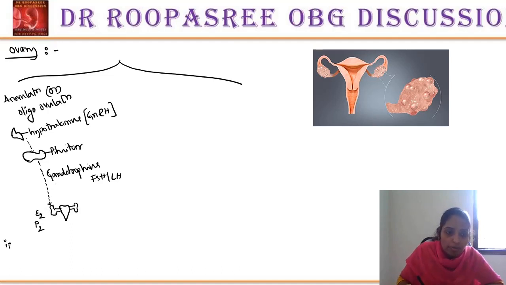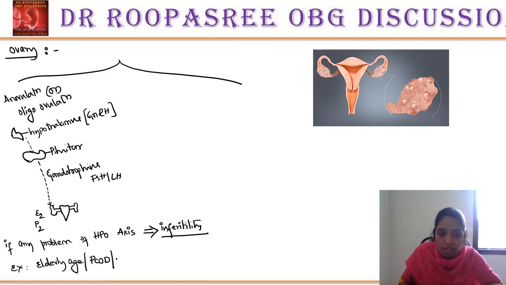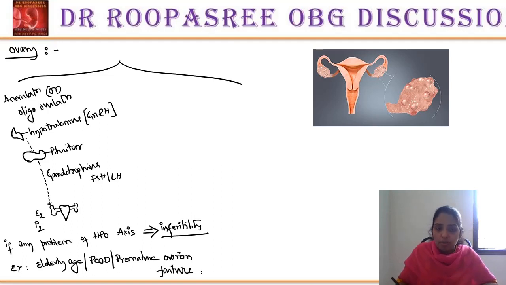If there is any problem of the HPO axis, that is the hypothalamo-pituitary ovarian axis, it results in infertility. Because no pituitary hormones, no ovarian hormones, what happens? Nidation will not happen properly. So it results in female infertility. Some of the other problems are elderly age, PCOD or premature ovarian failure. Premature ovarian failure may also cause infertility.